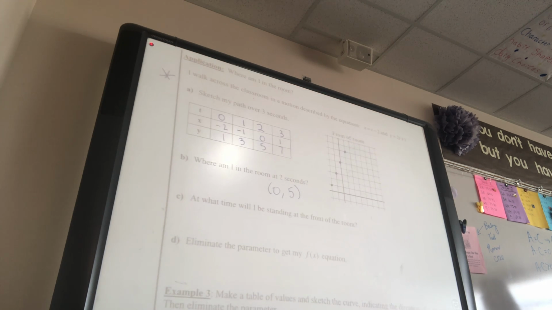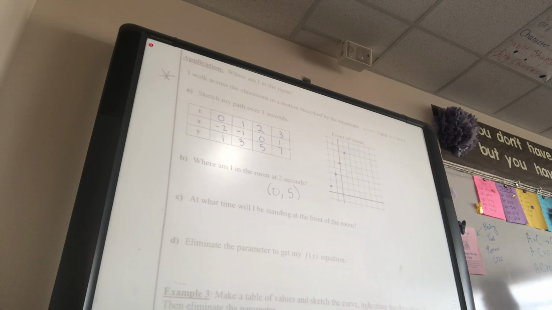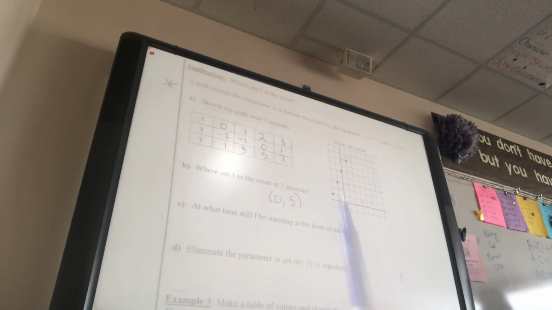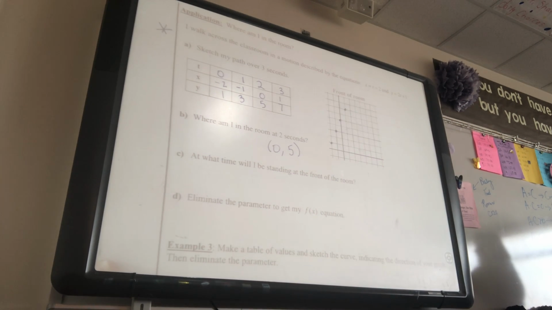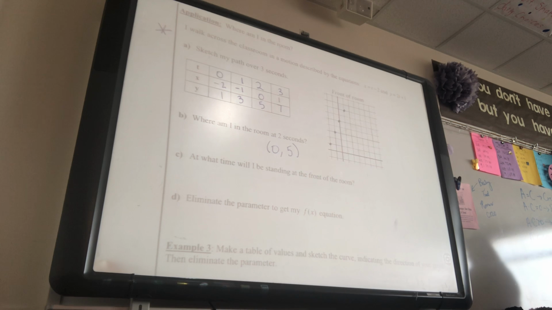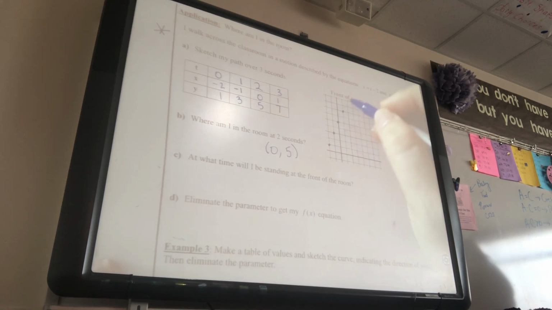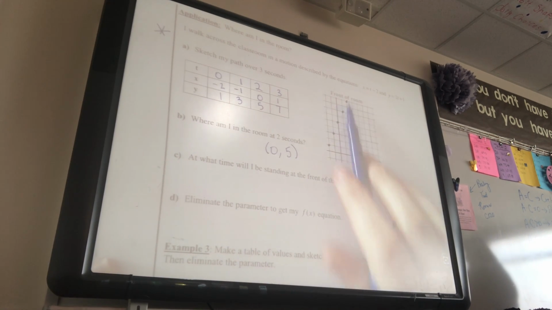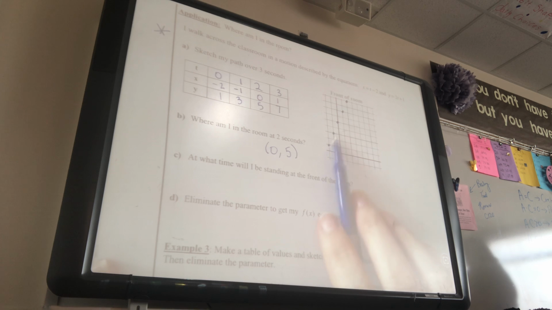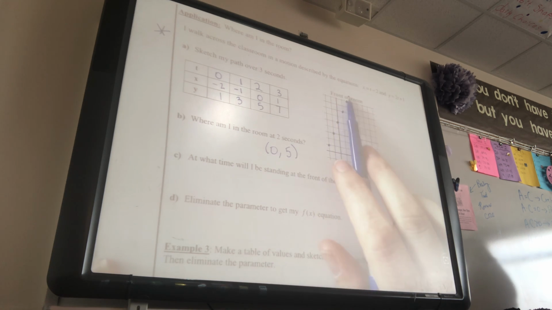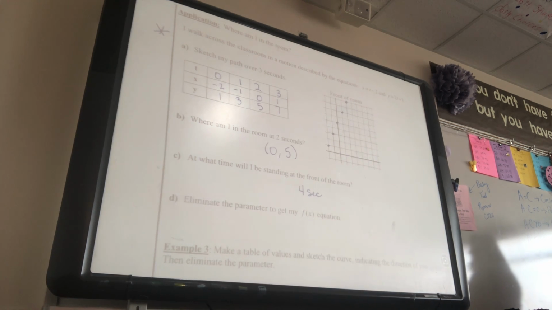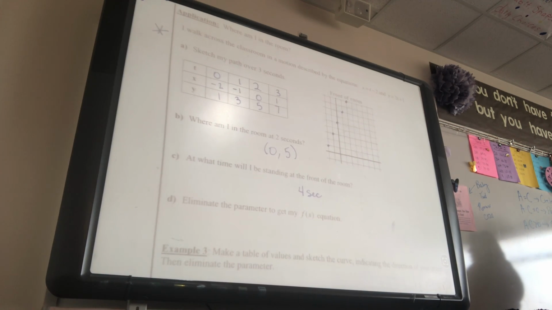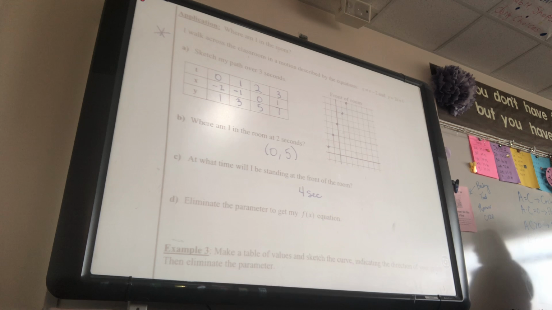At what time will I be standing at the front of the room? 4 seconds. How'd we get there? You went over 1, up 2. What's my slope? I'm increasing about 2 units per second. So if I go up 2 over 1, up 2 over 1, I'm there. Well, here was 0 seconds, 1 second, 2 seconds, 3 seconds. At 4 seconds, I'll be standing at the front of the room. I'm fast. These long legs of mine.